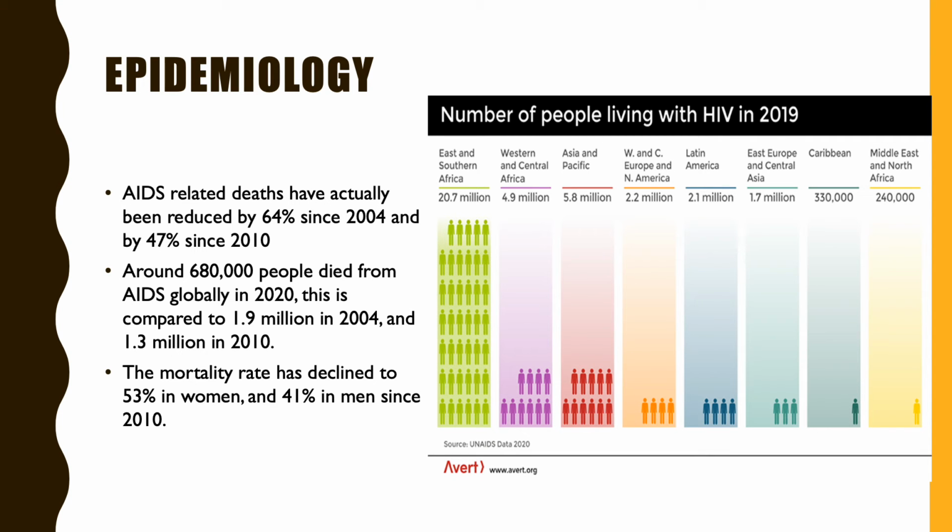AIDS-related deaths have actually been reduced by 64% since the year 2004 and by 47% since 2010. Around 680,000 people died from AIDS globally in just 2020 alone. This is compared to 1.9 million in 2004 and 1.3 million in 2010. The mortality rate has declined to 53% in women and 41% in men since the year 2010.